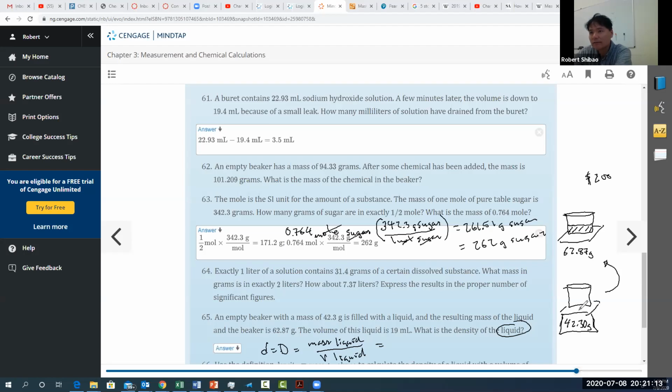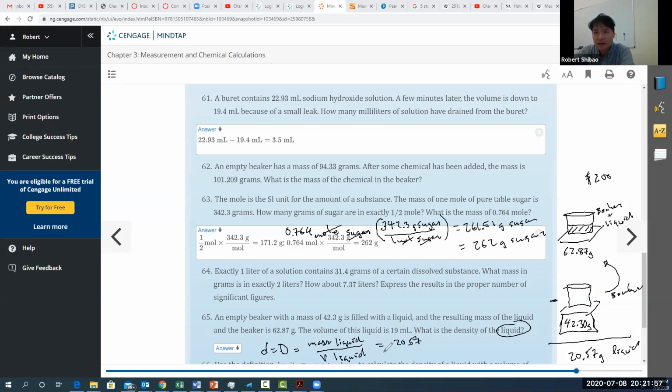And so how much liquid do we have in there? Well, this is what we say, beaker plus liquid. This is beaker alone. So if we take beaker plus liquid minus the beaker, then we get the liquid alone. So what is the liquid alone? 62.87 minus 42.30 gives me 20.57. So the difference is 20.57 grams of liquid. And so the mass of the liquid is 20.57.